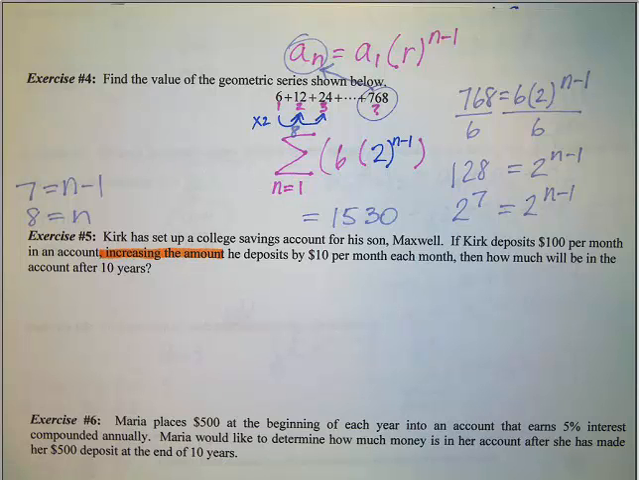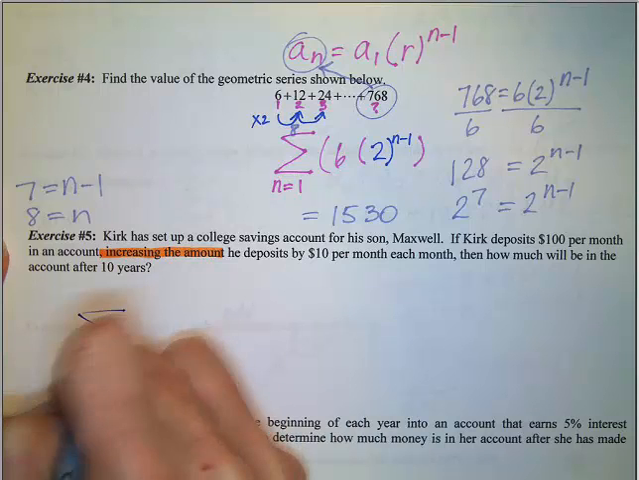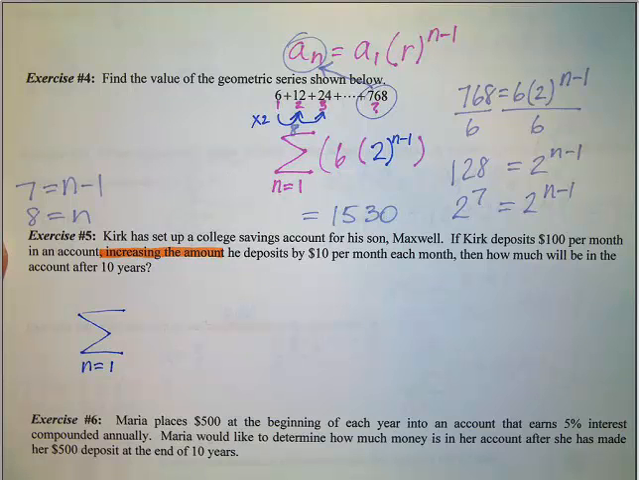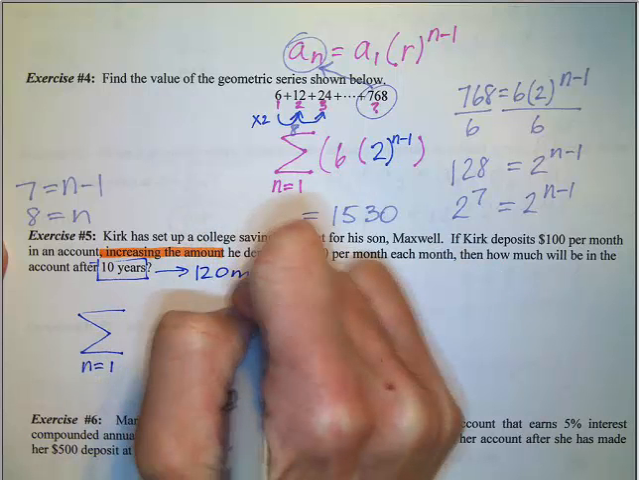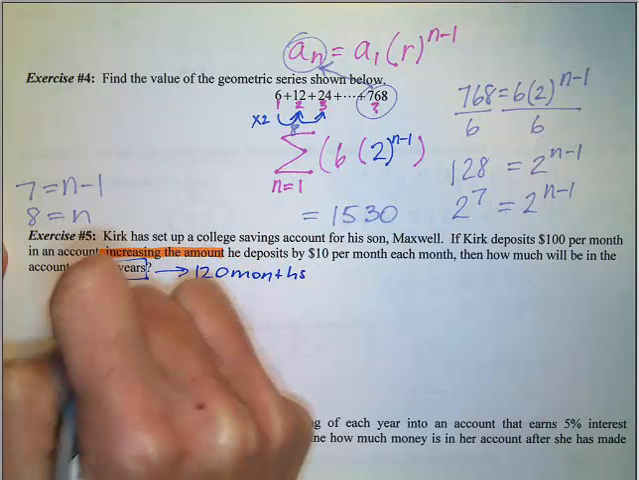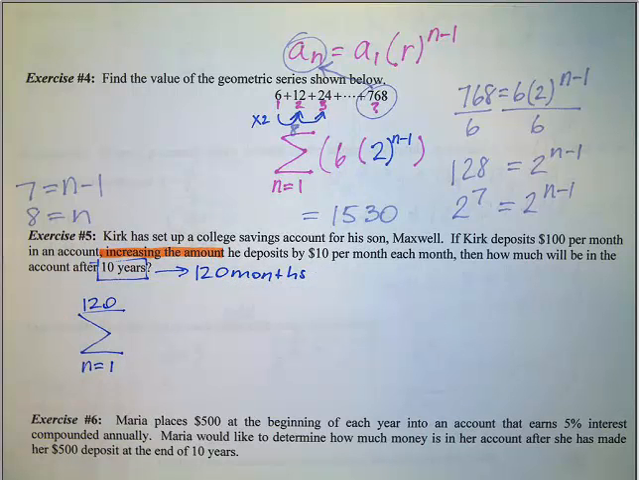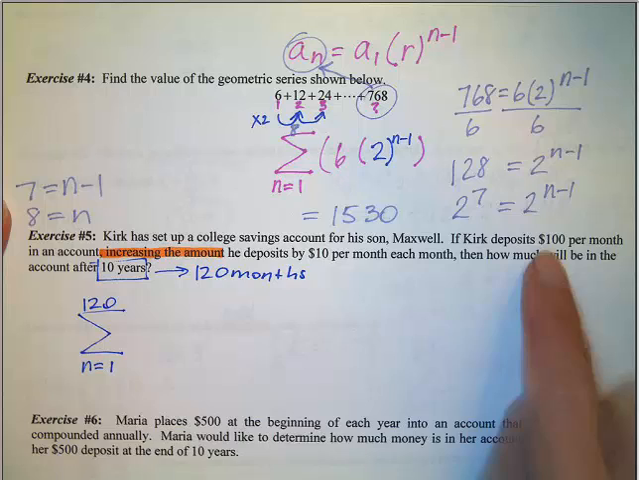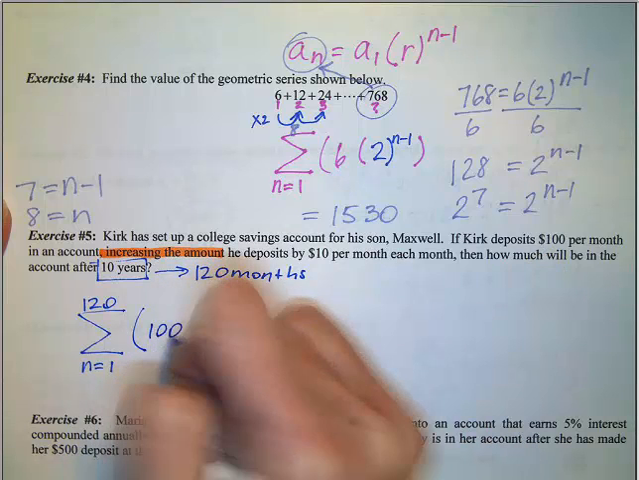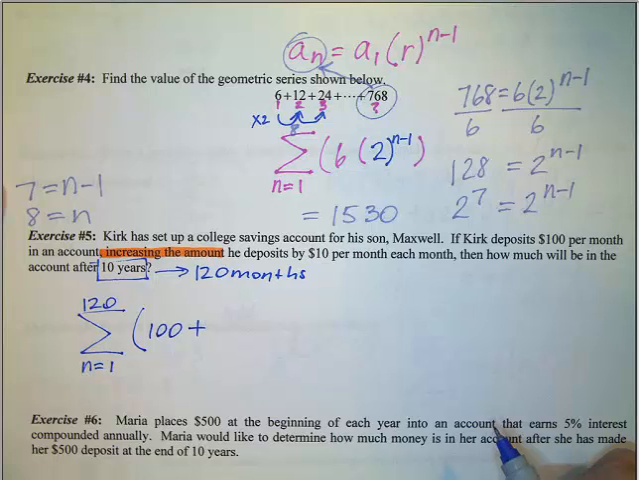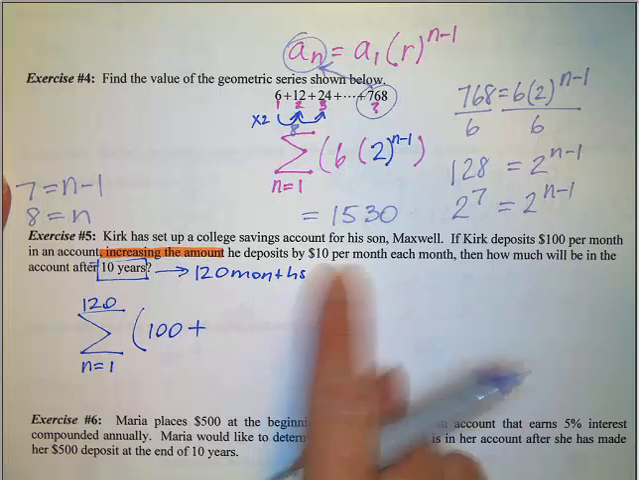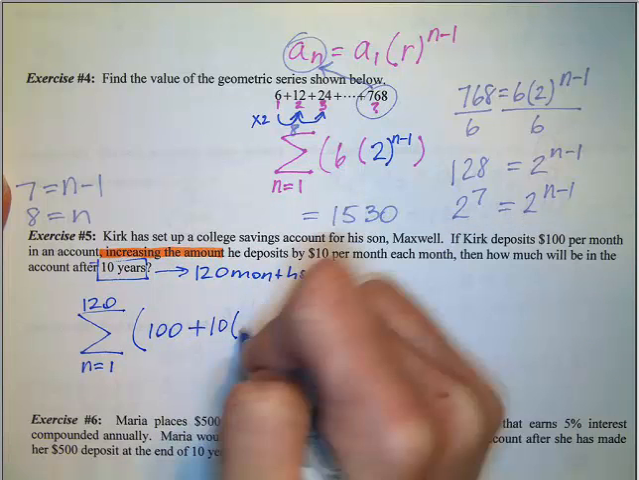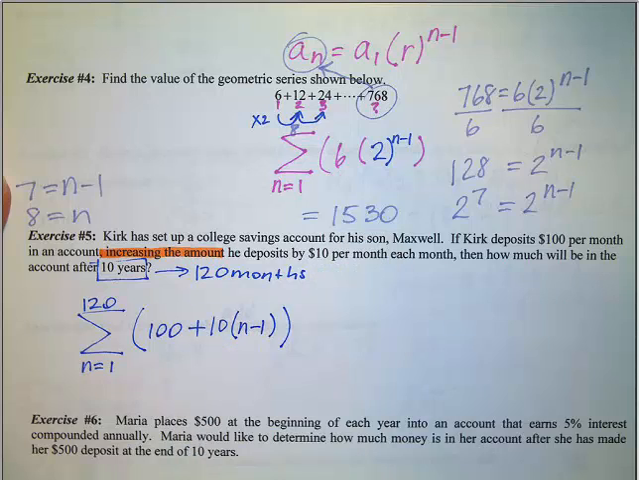So let's be careful here. We want the sum. And we want the first month to how many months? Well, 10 years is how many months? 120 months. So we want from the first month to the 120th month. We started with $100, so that's our A sub 1, plus. We're adding, so it was plus. Our common difference is $10 per month. So 10 times n minus 1. Make sure you double close that.